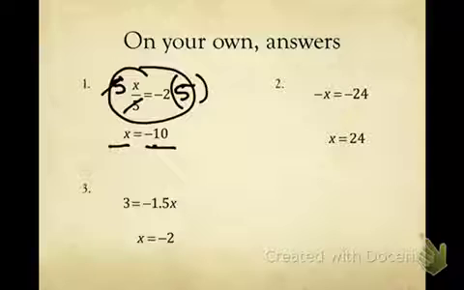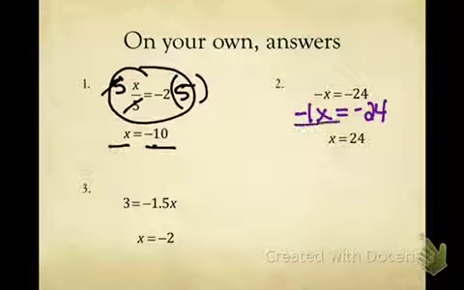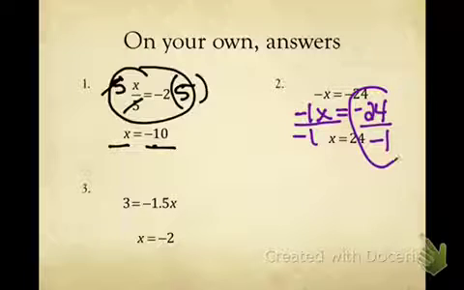On the next one, this is negative x equals negative 24. Well, you could pretend there's a 1 there. So you could say negative 1x equals negative 24. So now I'm going to divide by a negative 1 on both sides. And again, a negative divided by a negative is positive, and that's how I got positive 24.